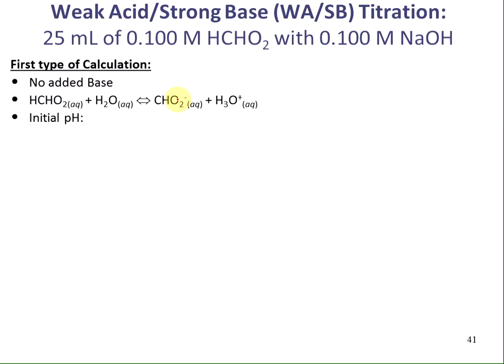And if we write our chemical equation for the formic acid, when dissolved in water, remember it establishes an equilibrium, so this is a two-way reaction. So the formic acid in water will produce the formate ion and the hydronium ion. Now we're going to calculate the initial pH.